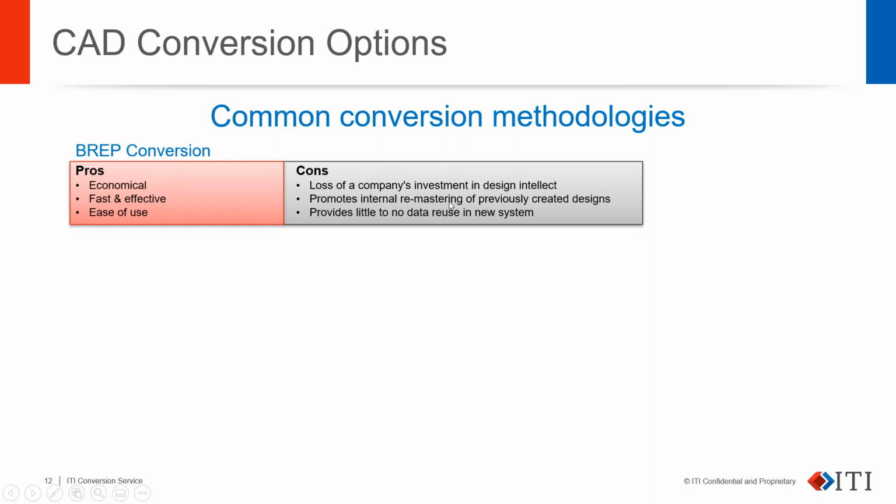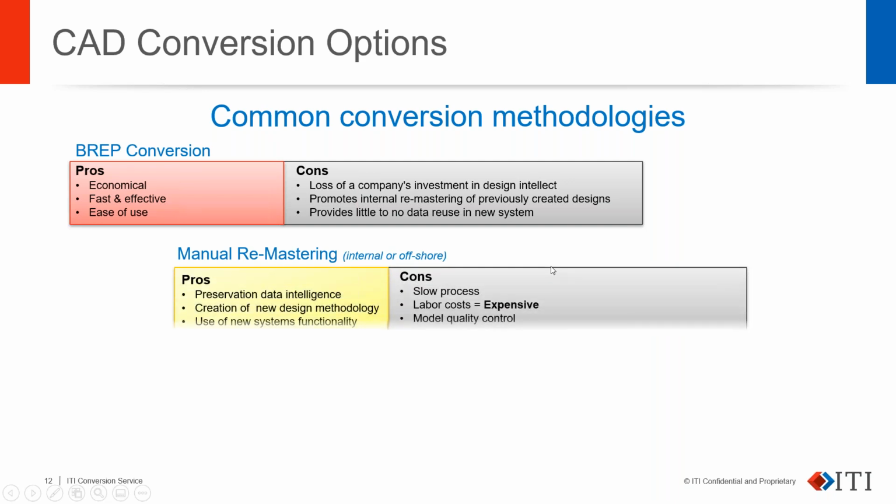However, you're going to lose all of that parametric data, all of that design intellect is going to be lost. So if you do need to redesign with this model, you're going to have to remaster it from scratch. You're going to have to rebuild that model to make it fully parametric again. So you're not going to be able to reuse that data in a new system. However, this can be what you want if it's just going to be archival and you're not going to be using that data downstream.